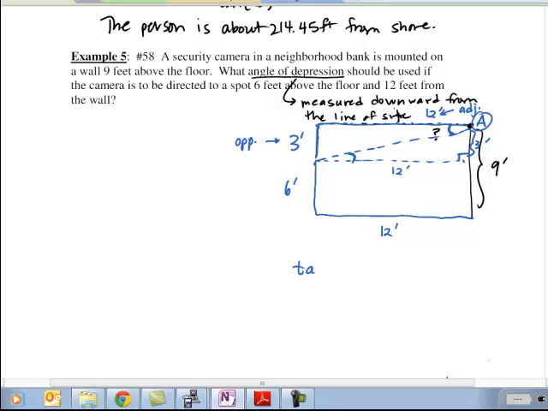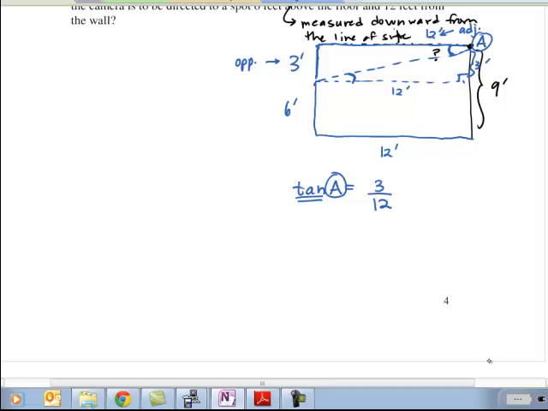So we could use the tangent function again, right? So we could say the tangent of A that we don't know is the opposite, 3, divided by the adjacent, which is 12. And then again, we don't know the angle, but we know its tangent value. That's where we do the inverse tangent function. So not the tangent function itself, but do the inverse to the other side.